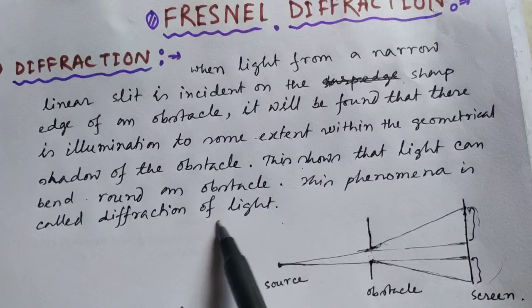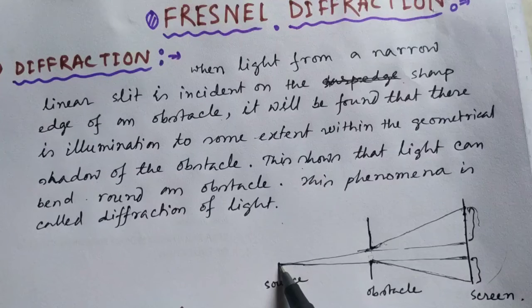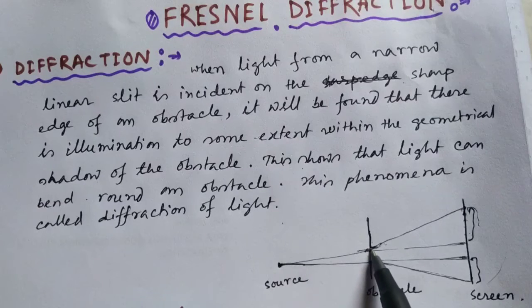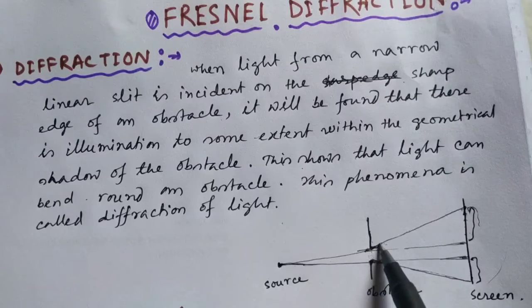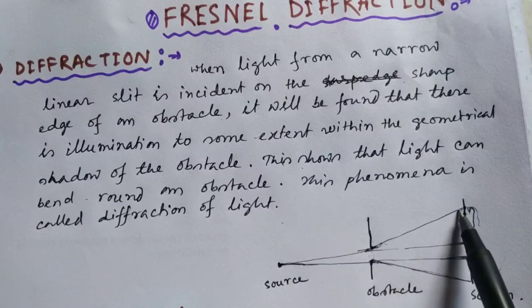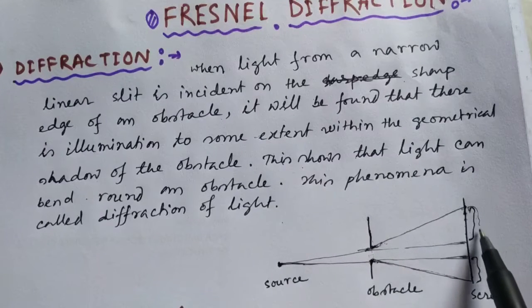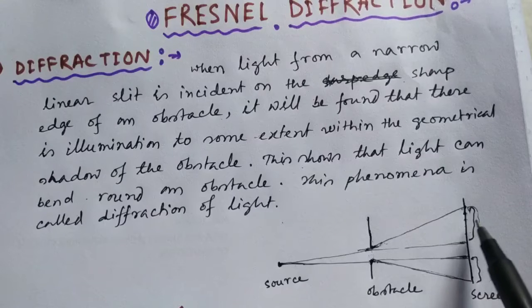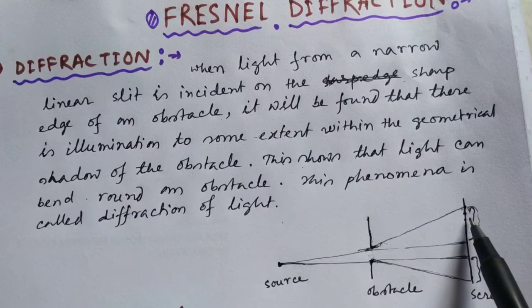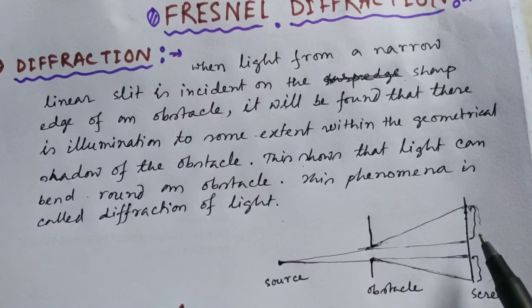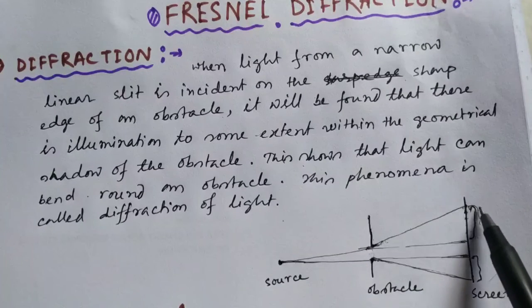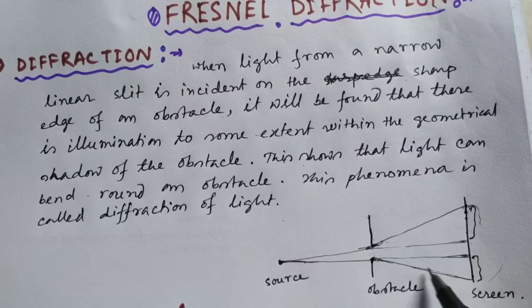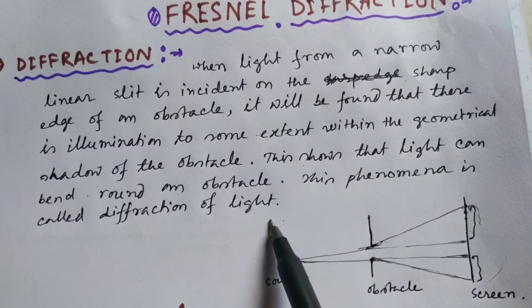So what is diffraction of light? Light or rays come from a source and are incident on a sharp-edged obstacle, and then are bent by the obstacle, and we see some illumination, meaning bright fringes or dark fringes, within the geometrical shadow. So this phenomenon is called the diffraction of light.